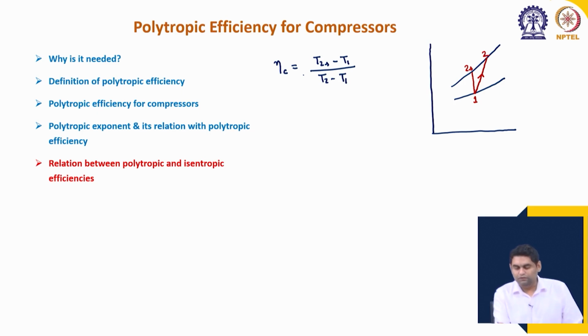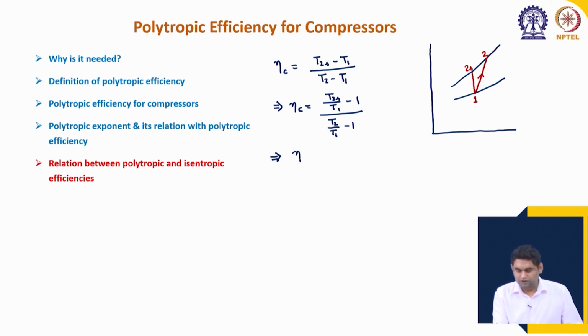Now we will try to relate this to the polytropic efficiency. We can rearrange this as eta c, and divide both the numerator and denominator by T 1. So, we will have T 2s by T 1 minus 1, divided by T 2 by T 1 minus 1.